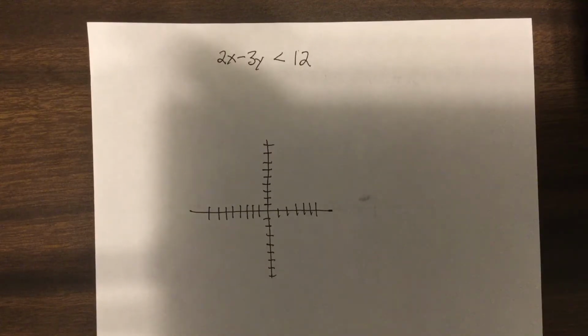So what we're going to be working on Thursday and Friday is linear inequalities. Linear meaning a line. Inequality meaning either bigger or smaller than something or equal to it. Now there's two parts in graphing a linear inequality. First, you graph the boundary, which is the line.